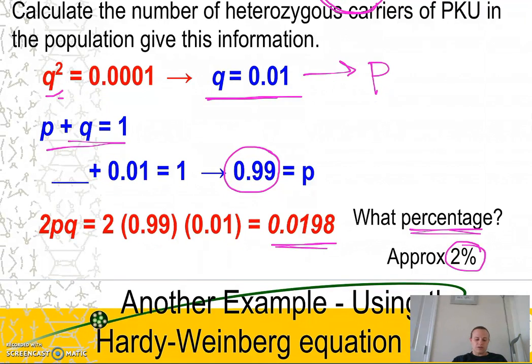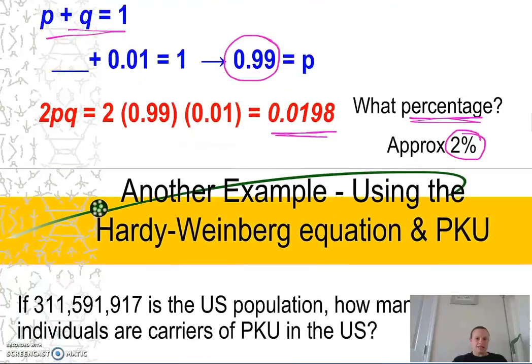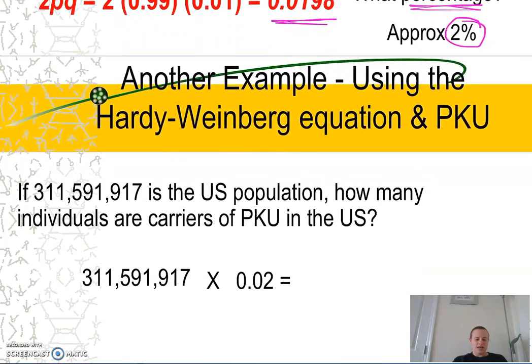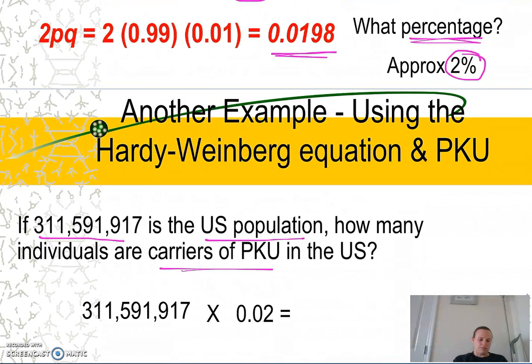And to take it a step further, let's say the problem asked us, if I have this many individuals in the entire population, how many will be carriers of PKU? Well, I just found out how many would be carriers of PKU. I just found out 2pq is equal to 0.0198, which is approximately 2%. So if I take my total population and multiply it by that approximate percentage of the population, I would find out how many individuals are carriers of PKU.